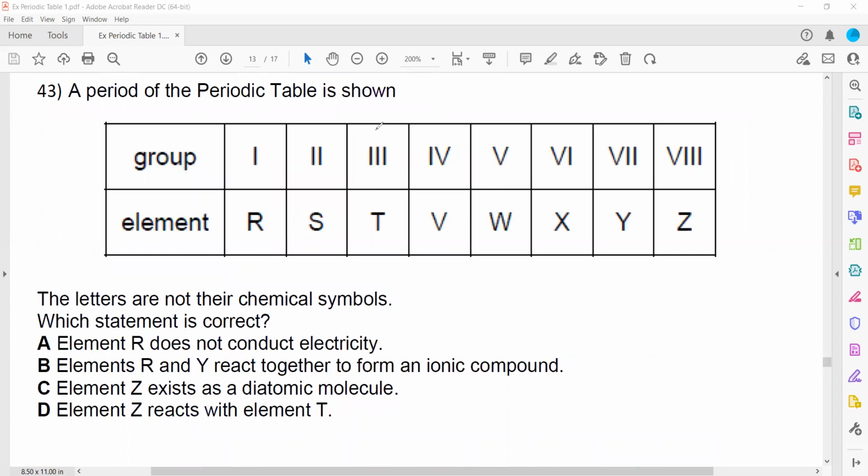A period of the periodic table is shown. So different groups are there: group 1, group 2, group 3, 4, and so on. The letters are not their chemical symbols. Which statement is correct? R does not conduct electricity. That is wrong, because R is a metal and metals can conduct electricity. R and Y react to form an ionic compound. This is R and this one is Y. Y will be a non-metal. Metal reacts with non-metal, so it will form an ionic compound. So B is right.